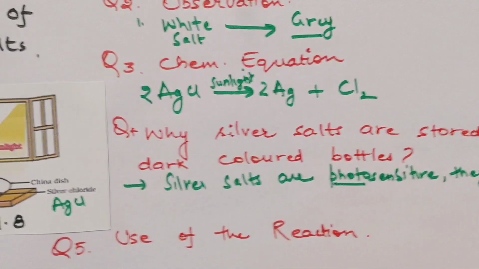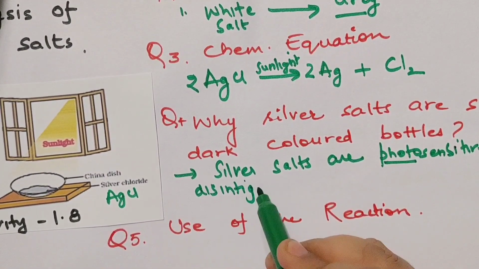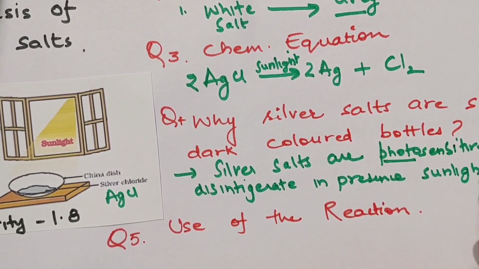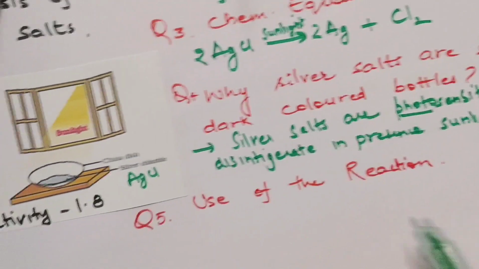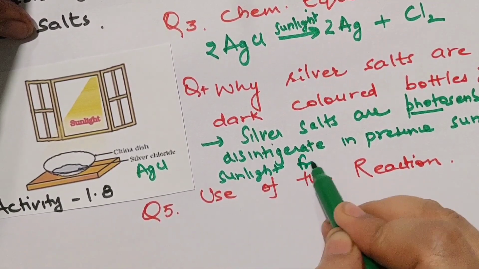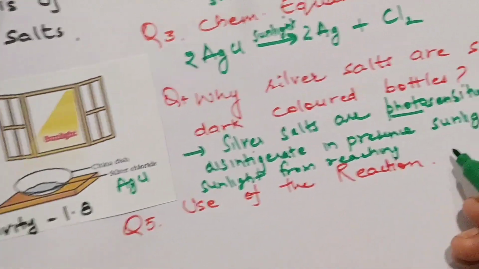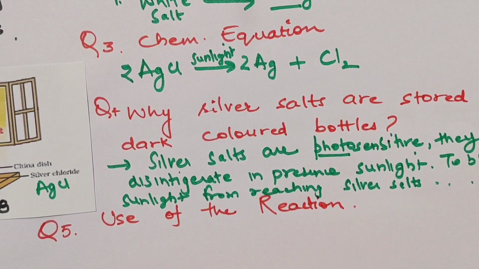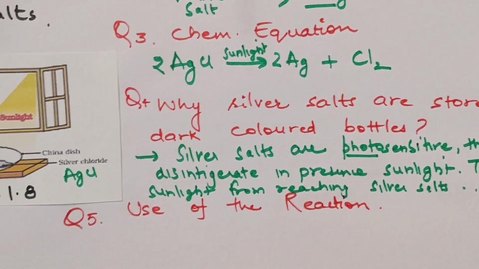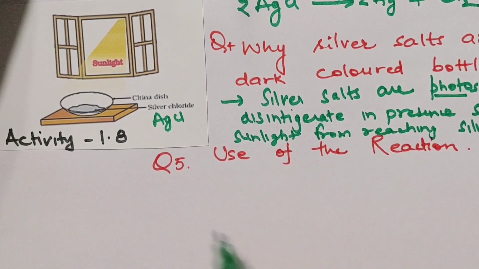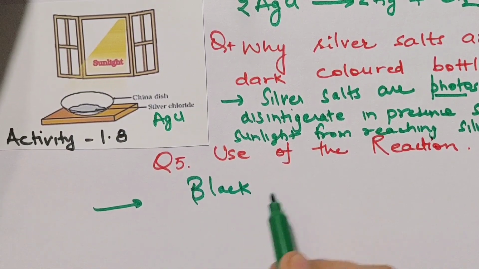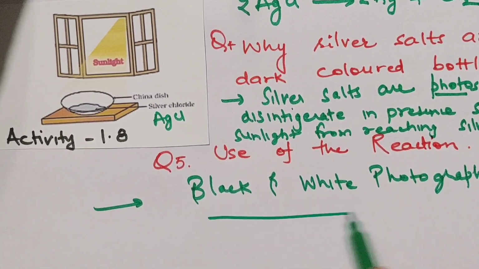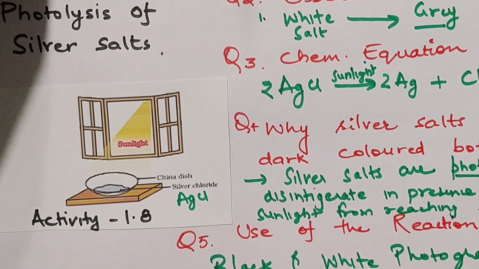So silver salts are photosensitive. They disintegrate in the presence of sunlight. To protect them, to block the sunlight from reaching silver salts, we store them in dark colored bottles. Okay. Next question: use of this reaction. This reaction is used in black and white photography. So this is all that can be asked from this activity. Moving on.